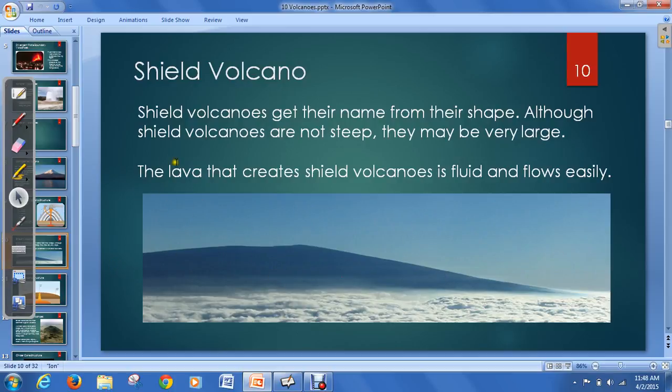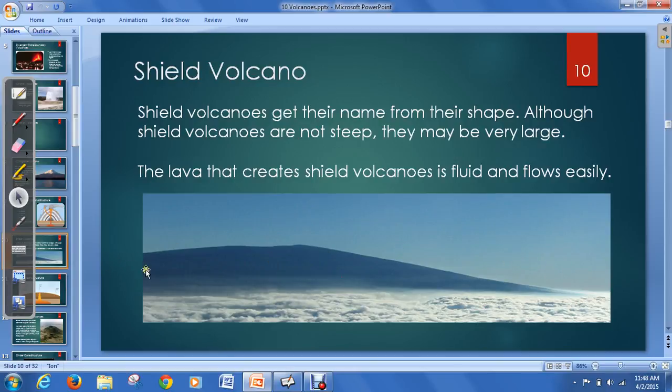The reason being that the shield volcanoes do not have high viscosity lava. They have lava that flows very easily. So instead of staying near the volcano, it spreads out very, very far before it solidifies. And so we get these nice, long, and wide volcanoes. Okay. Shield volcanoes are also known for not being very explosive. The lava flows out very naturally. If you've ever seen Kilauea volcano in Hawaii, that's an example of a shield volcano.